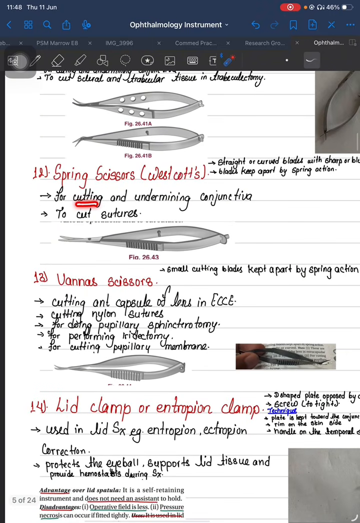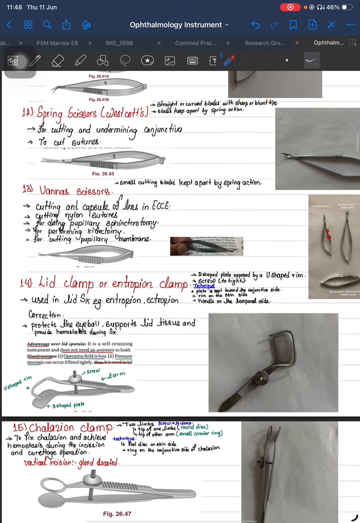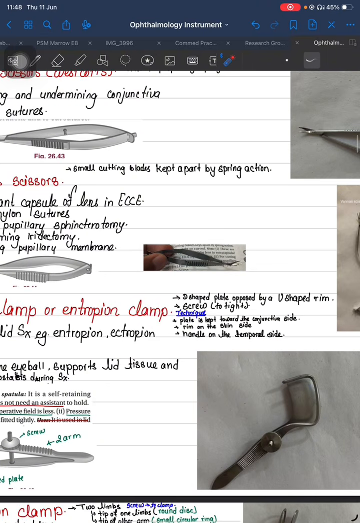We can remember that it is used for cutting and undermining the conjunctiva, and from the cut, we can also remember it is used for cutting the scissor. Then the last scissor is Banner scissor. The smallest scissor is called the Banner scissor, and here it is small.